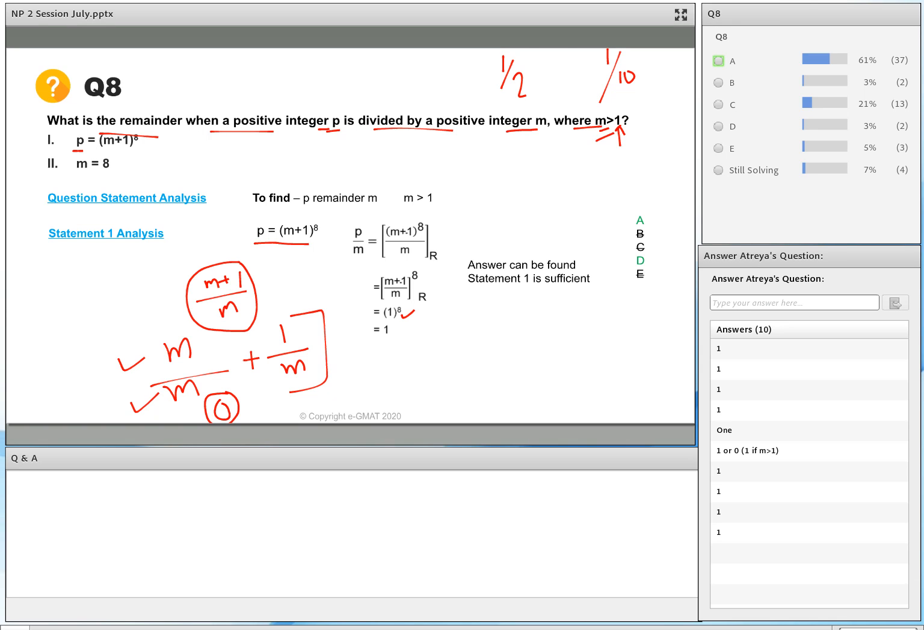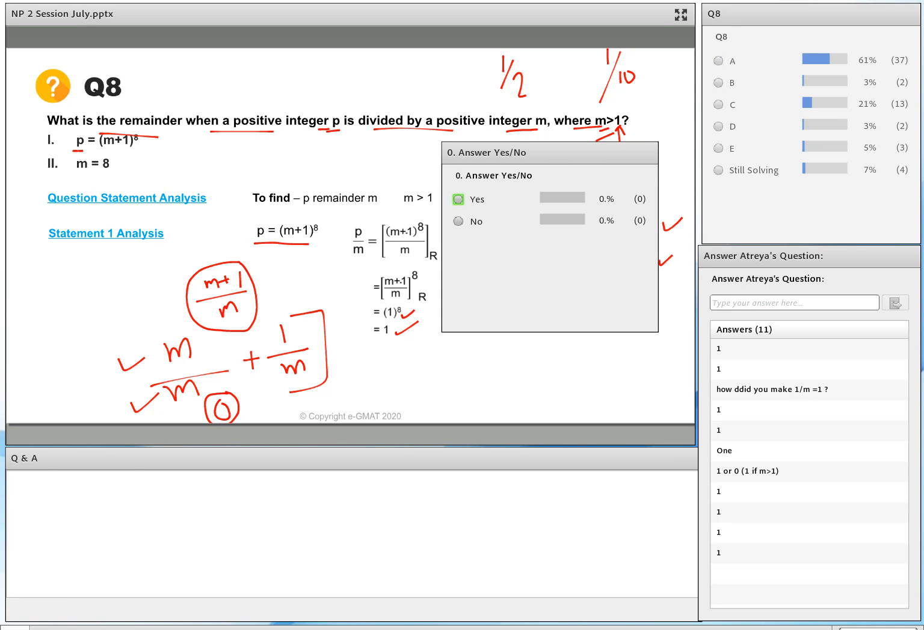It's equal to 1. And then I bring in the exponent. What's the exponent? It's equal to 8. 1 to the power 8 gives me 1. Do I get the final remainder? Yes, I do. So is the first statement sufficient? Yes, it is. So my answer can be either choice A or choice D.